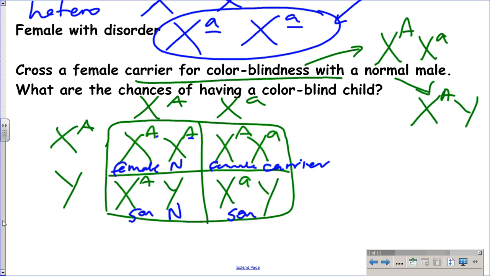Thank you for pointing that out. Guys cannot be carriers. Remember, if they have it, they don't just carry it, they show it. They have that disease. So is he colorblind, yes or no? Yes. So I'm going to put CB for colorblind. Sad day for him.